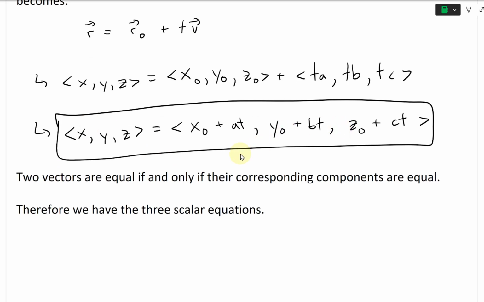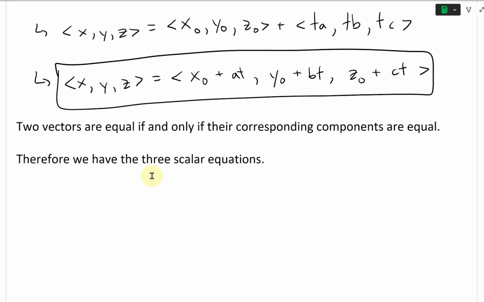All right, so that's written in vectors, but two vectors are equal if and only if their corresponding components are equal. So if these two vectors are equal, each component is equal to it. So this x equals this, y equals this, and the z is equal to this right here. Therefore, we have three scalar equations as opposed to writing in this vector component form. We can write these as scalars, so there's no vectors involved.